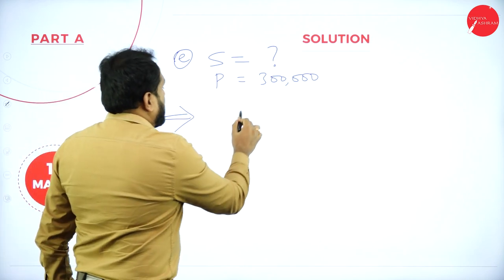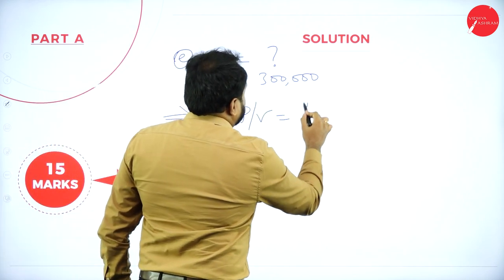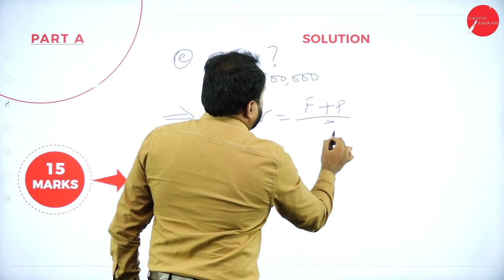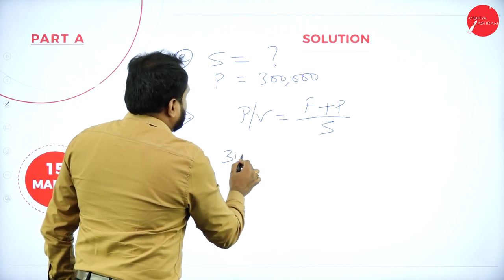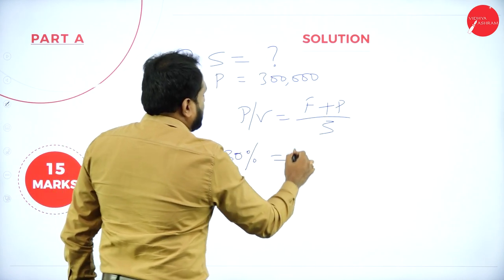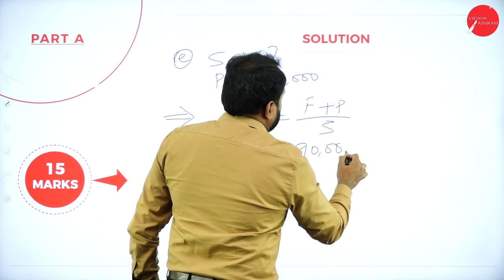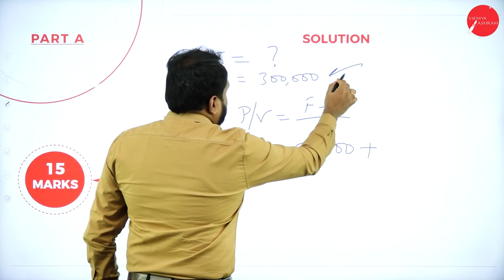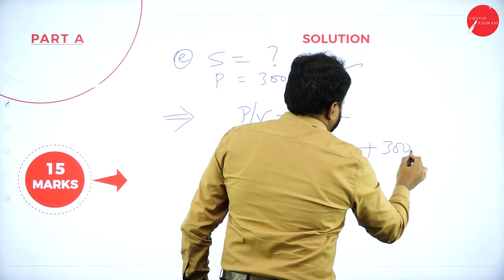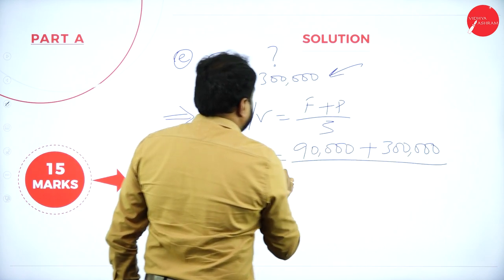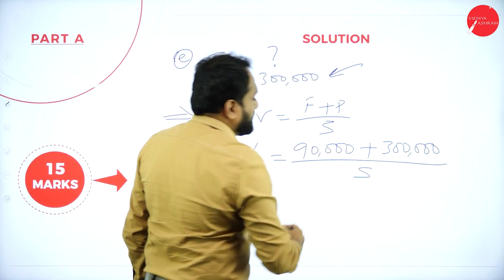That is your PV is equal to F plus P divided by S. Now PV is how much? 30%. F is 90,000. They have only given profit as how much? 3 lakh, divided by sales is how much? That is what we are supposed to find.